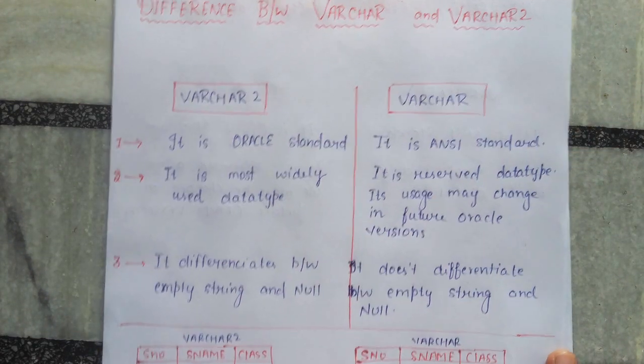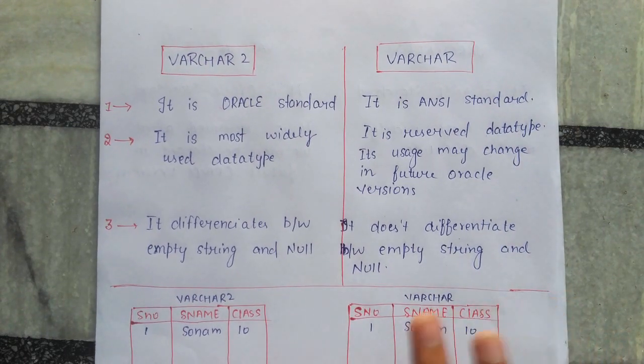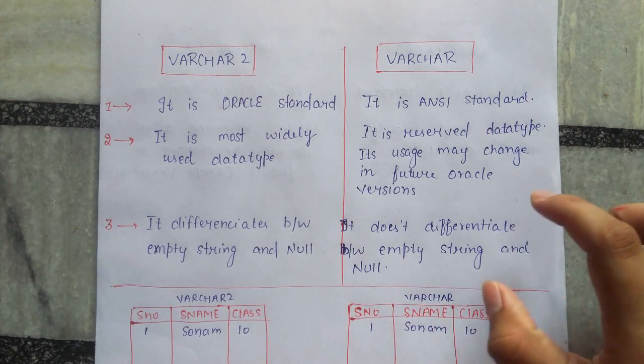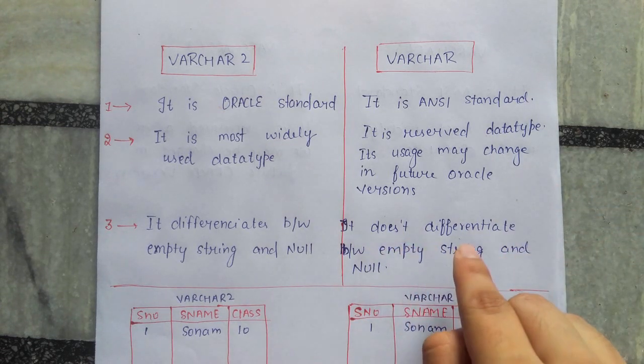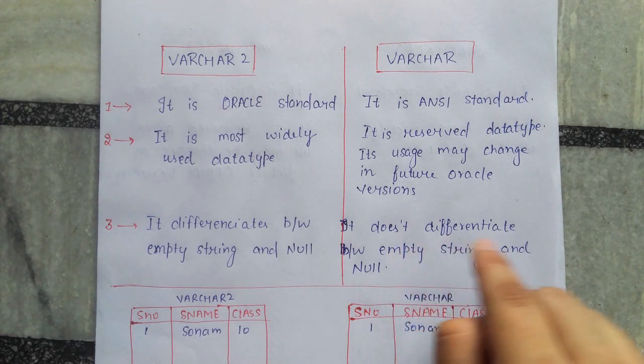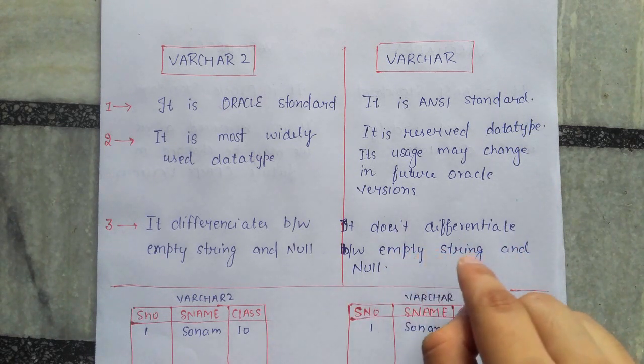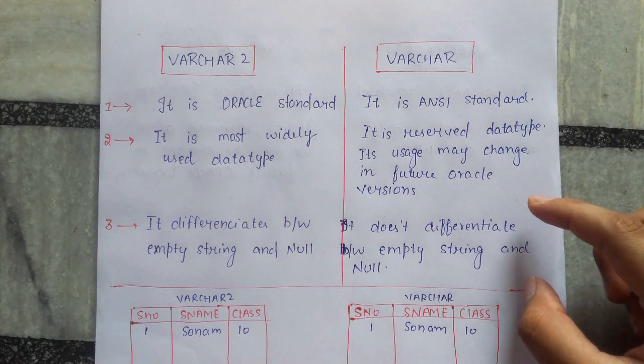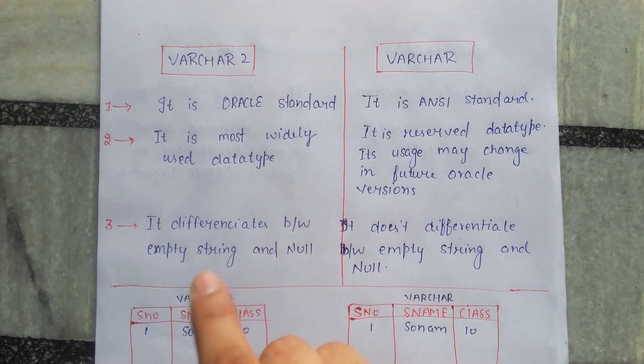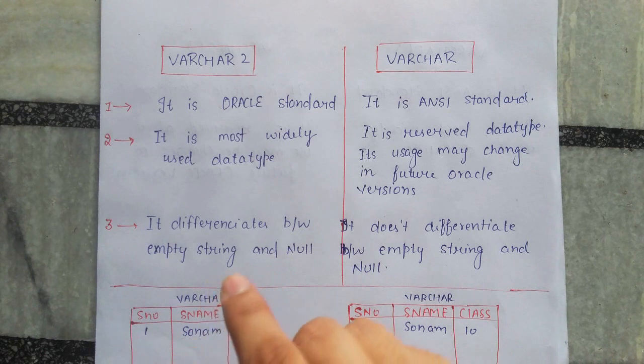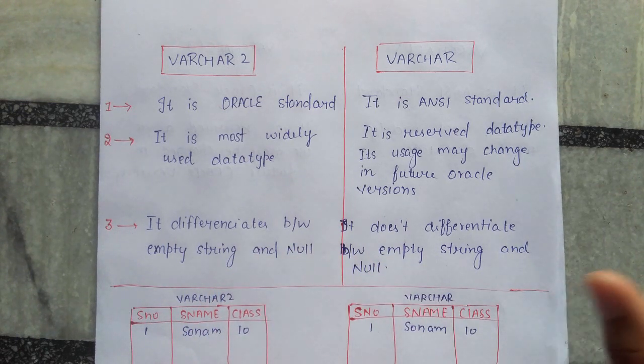Now the third and most important difference between VARCHAR and VARCHAR2 is that VARCHAR cannot differentiate between an empty string and a null. It cannot differentiate between these two, but the VARCHAR2 data type is able to differentiate between these two things. Most students get stuck over the basic difference between an empty string and a null, and when I was studying this topic, I also got very stuck here.